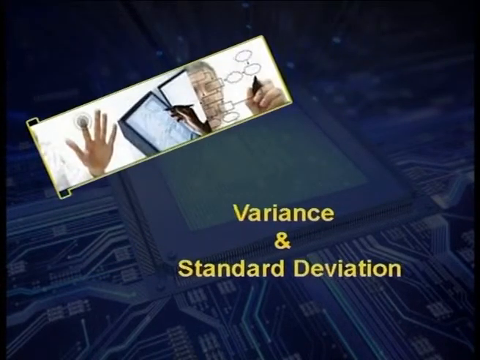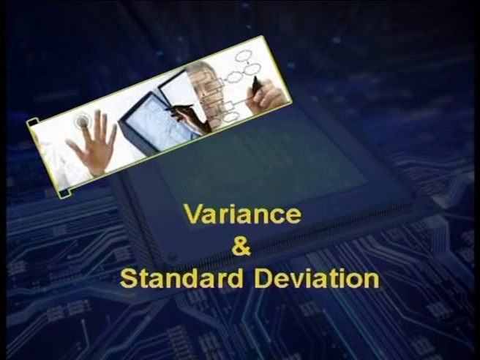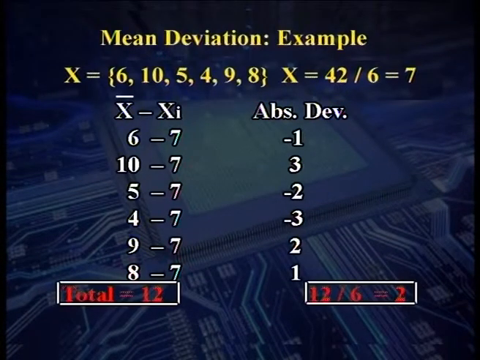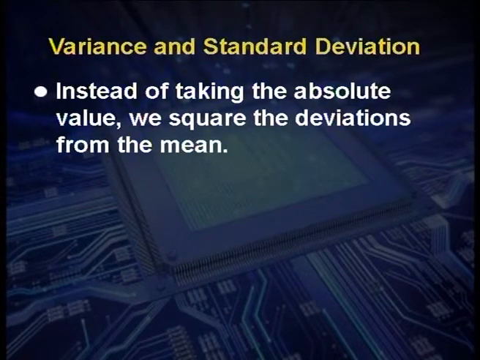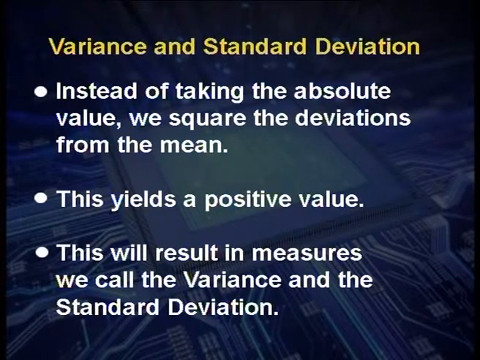So what we try to do is find out the variance and the standard deviation. Instead of taking the absolute values, because they have plus and minus signs and cause some problem, we square those deviations. Minus into minus will become plus, and plus into plus will anyway be plus. So if you take the squares of those deviations, then to some extent we can overcome this problem. Instead of taking the absolute values, we take the squares of these deviations from the mean, and these yield a positive value. This will result in measures we call the variance and the standard deviation.